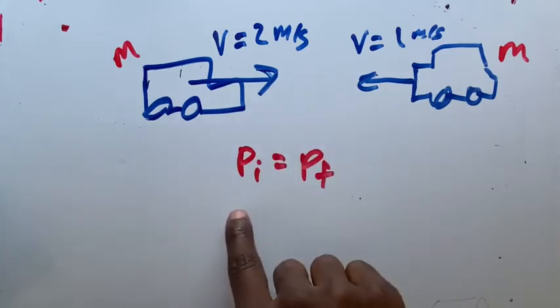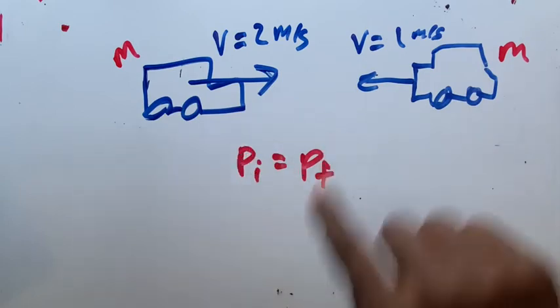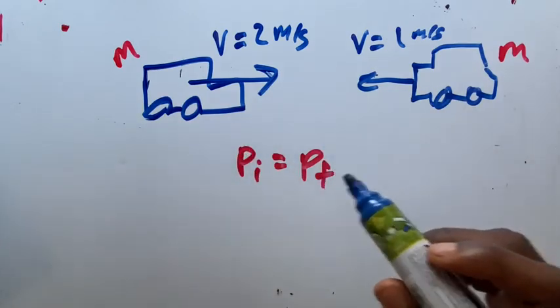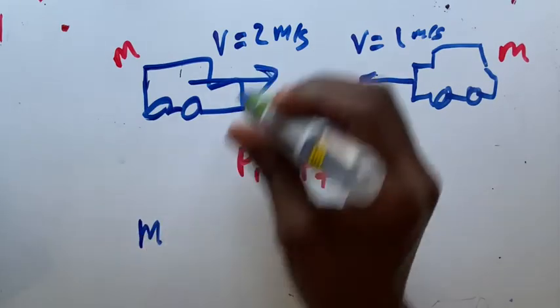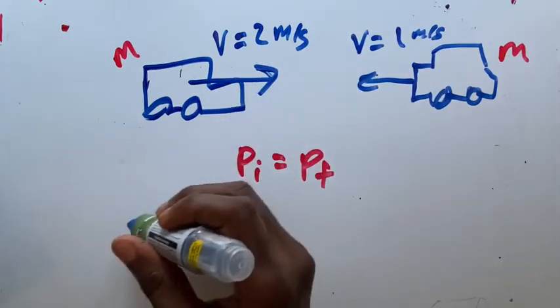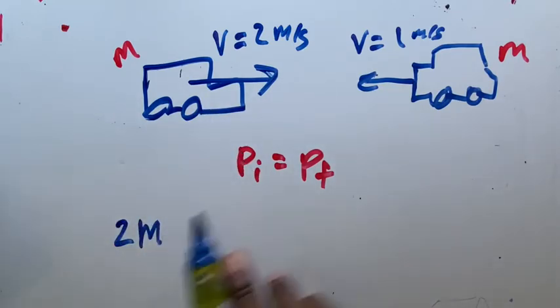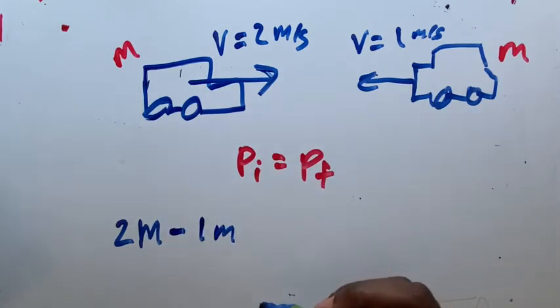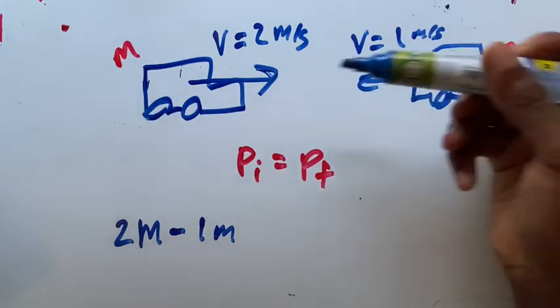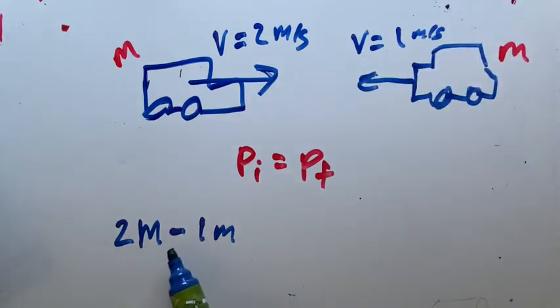So let's write out the initial momentum. So we're going to have the momentum for this one and this one. Initial one is going to be mass times, let me just put a 2 for this one's to the right, so 2 mass times velocity. That's the momentum for the first one. And then this one's actually going to be minus 1 times m, where it's minus because this velocity is going towards the left. So that's why that is a minus.